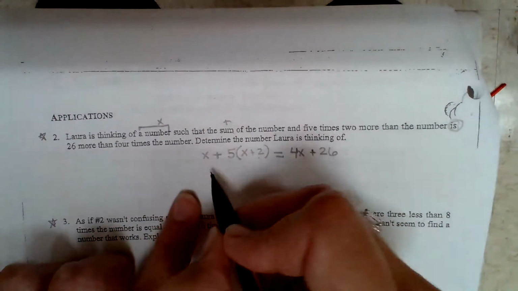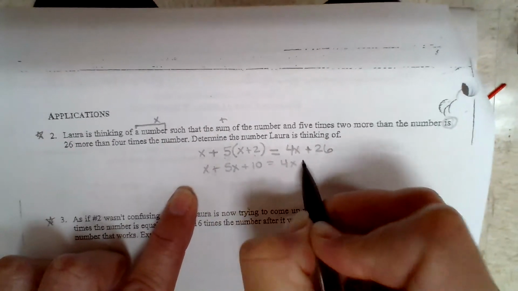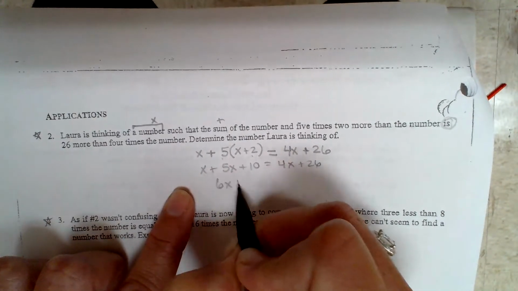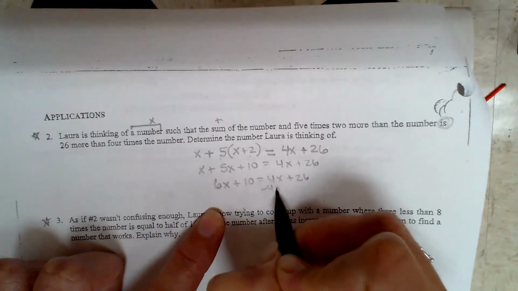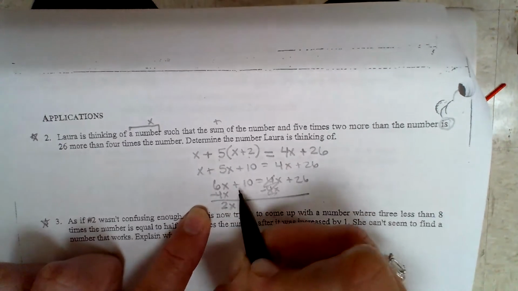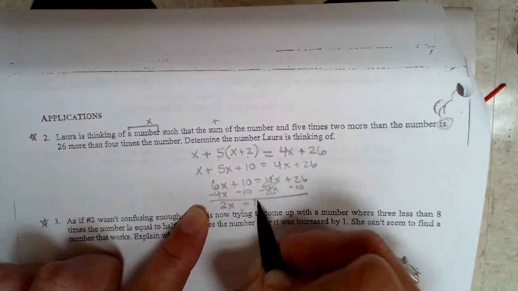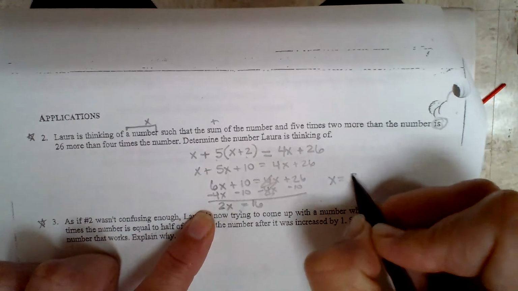Determine the number. We're just going to distribute the 5. Combine like terms. 1x plus 5x is 6x. Bring my 4x over, so subtracting 4x, that's going to leave me with 2x here, and those will be gone. Subtract my 10 over to the other side. 16. Divide by 2 on both sides, and x equals 8.